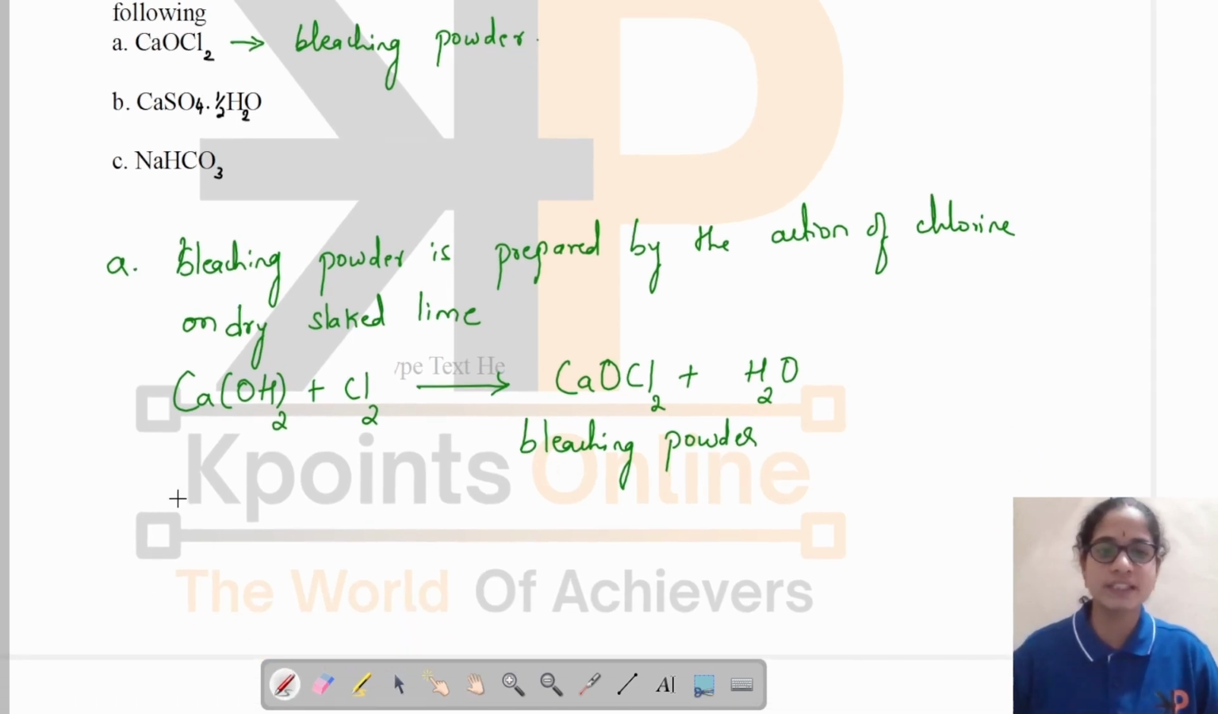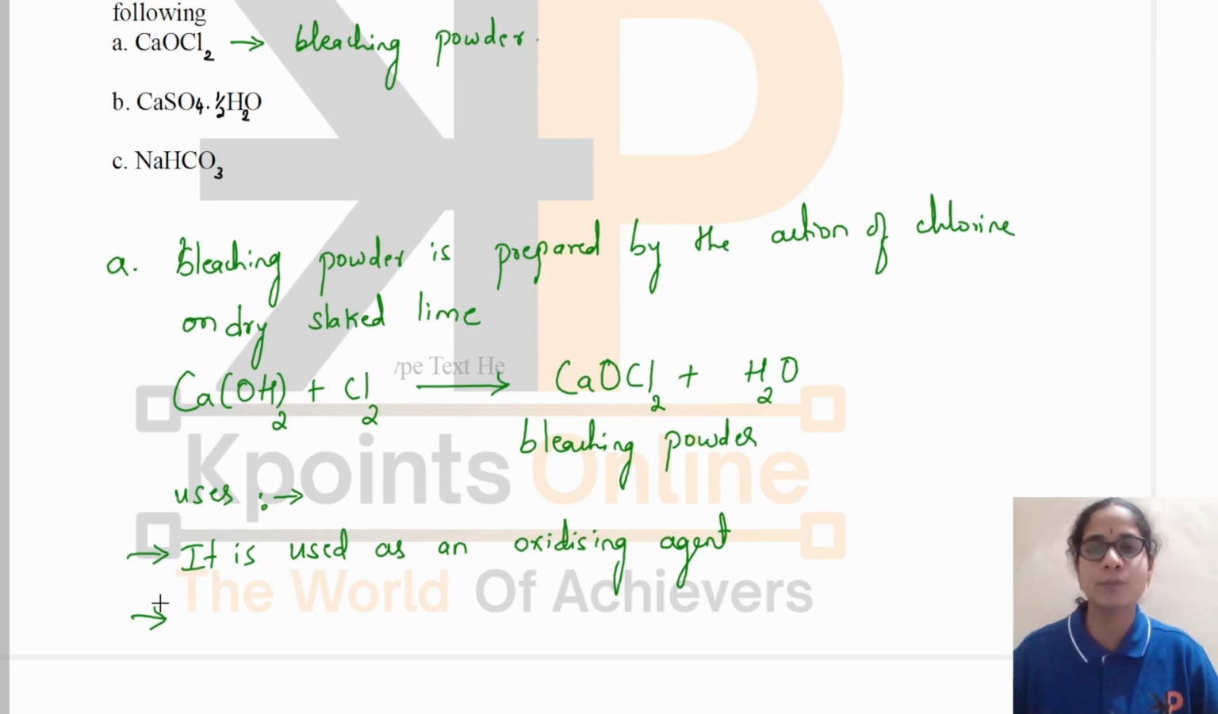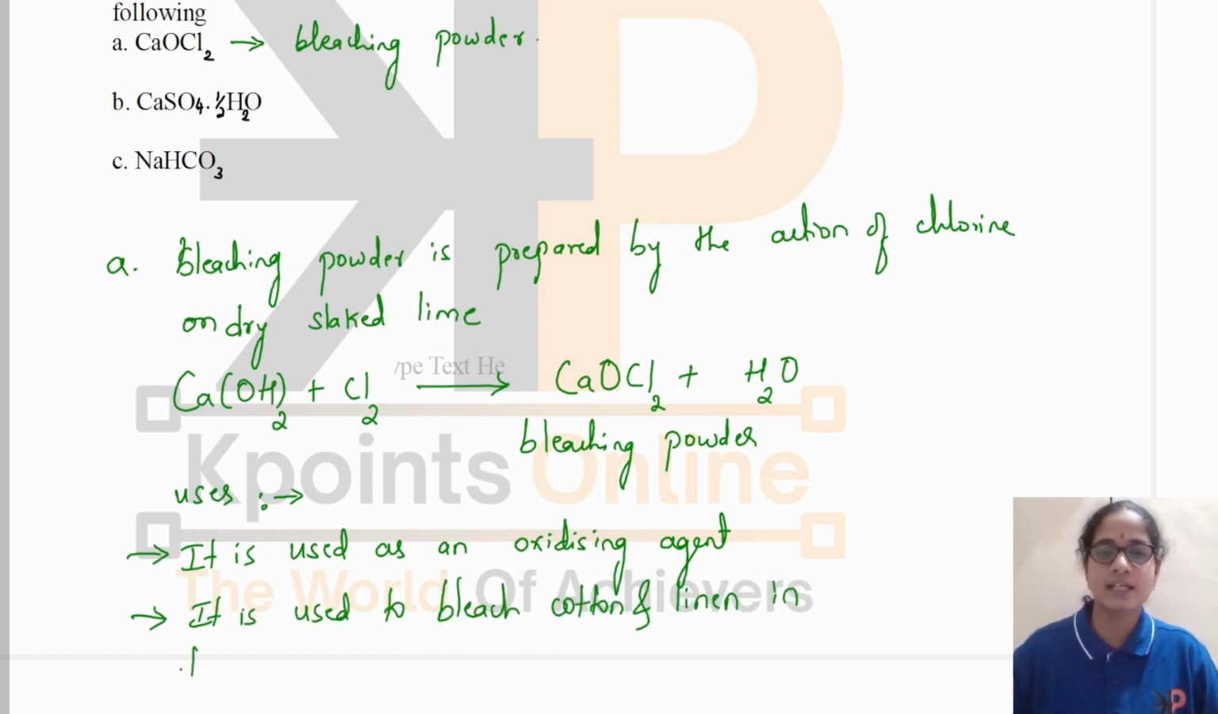What are the uses of bleaching powder? It is used as an oxidizing agent, and also, as the name itself indicates, it is used to bleach cotton and linen textiles in the textile industries.